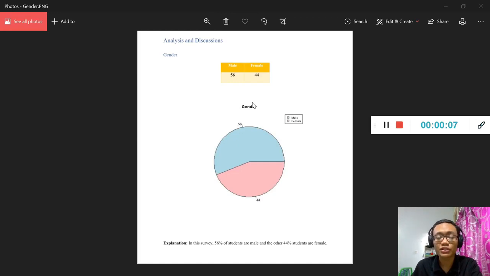the gender of our respondents. From the indicator right here, we can see that blue represents the male respondents, while pink represents the female respondents. For the male, we have 56%, and for the female, we have 44%. Since the total of our respondents is 100, we could also say that 56 of our respondents are male, and 44 are female.